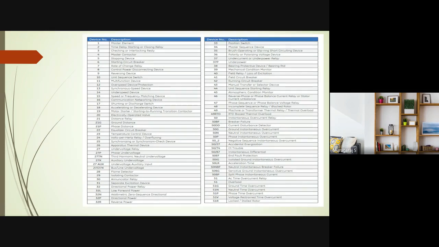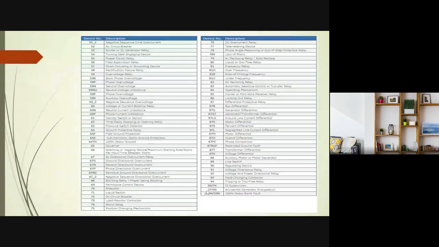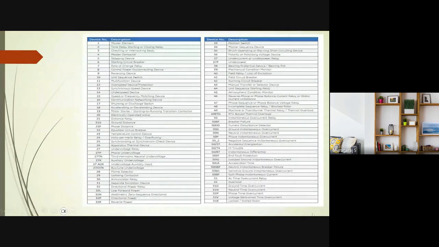In IEC, there is an ANSI code for each and every protection available in the industry. For each protection, they have defined a number. For example, for ground instantaneous overcurrent, they have given the number 50G. And for neutral instantaneous overcurrent, they call it 50N. So for every protection, there is a number.